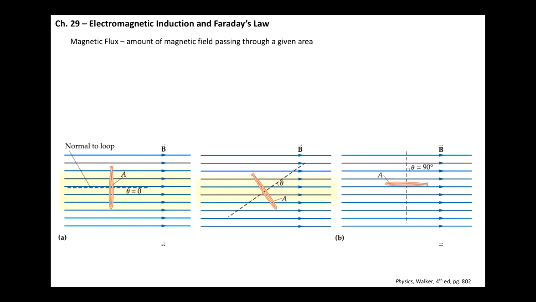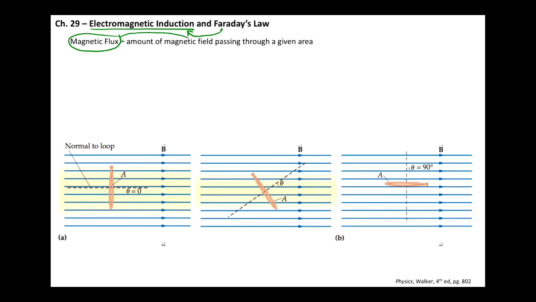So the entire chapter is focused on this idea of electromagnetic induction, which is described by something known as Faraday's law. Think of that as the mathematical treatment of the concept of electromagnetic induction. But hiding inside of Faraday's law is a new concept, which is called magnetic flux.